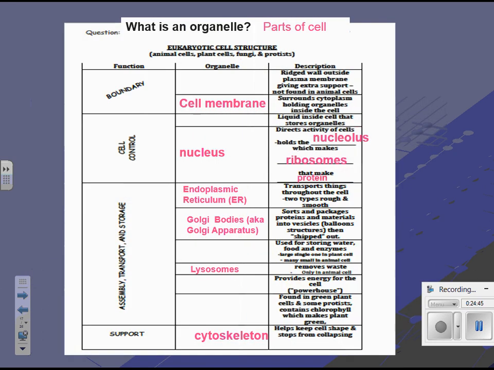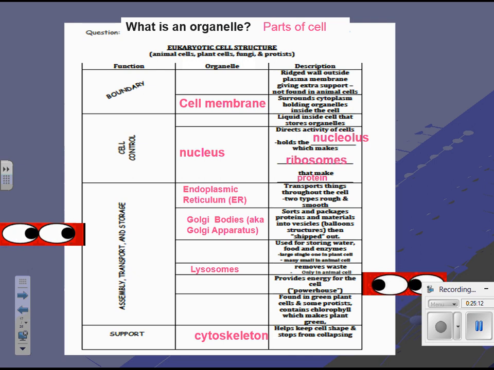So where are we looking? Cell control? No. Assembly, transport, and storage. What description are we looking at? Provides energy for the cell.